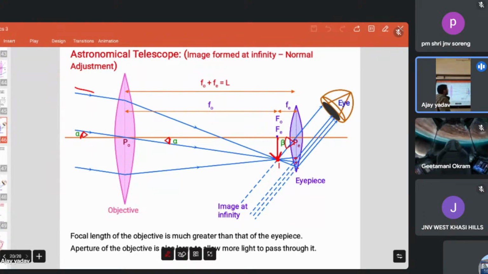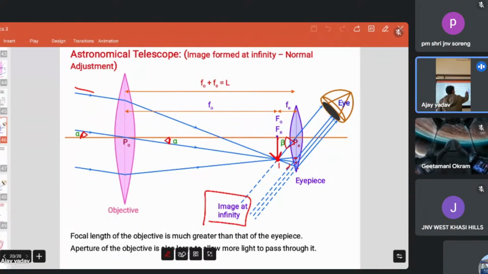There are two cases. One is normal adjustment, and one is where the image forms at least distance. So this is the case of normal adjustment. Here the image will form at infinity. When we trace these rays backward, they come parallel to each other. It means their image will form at infinity.